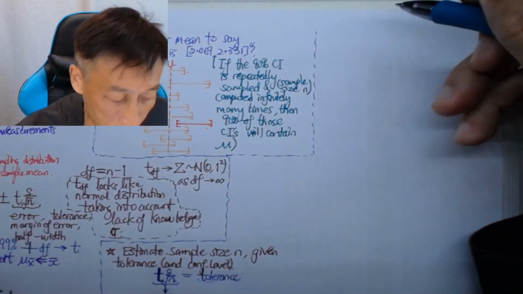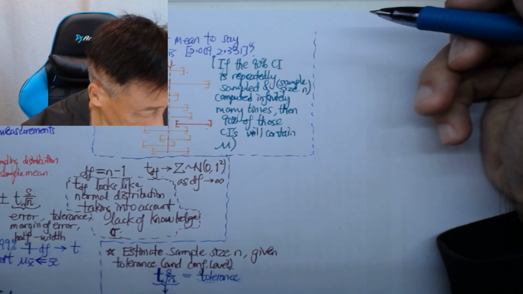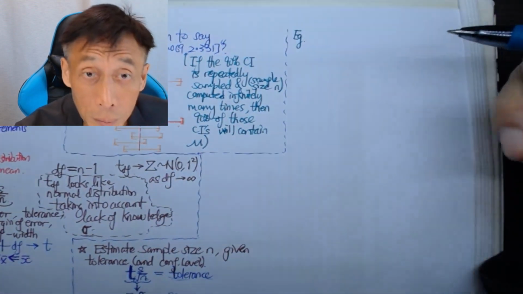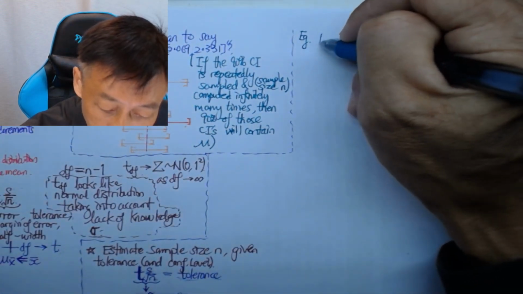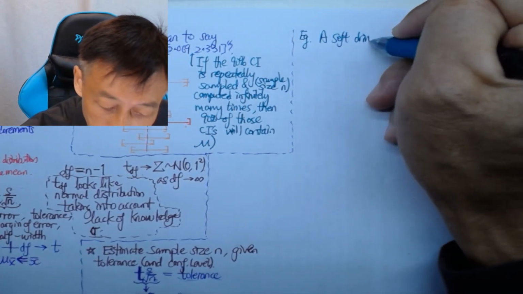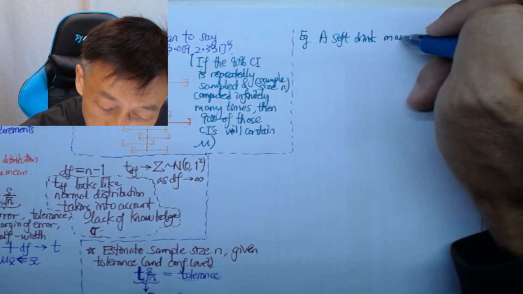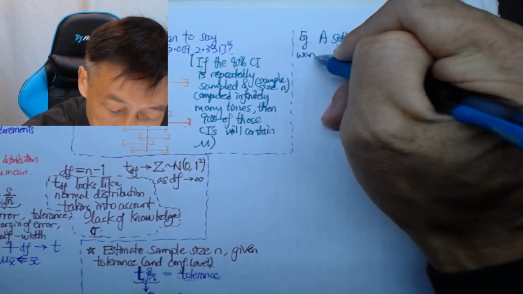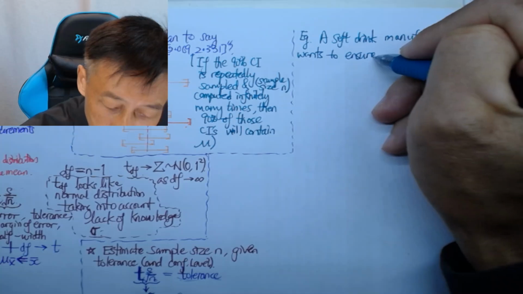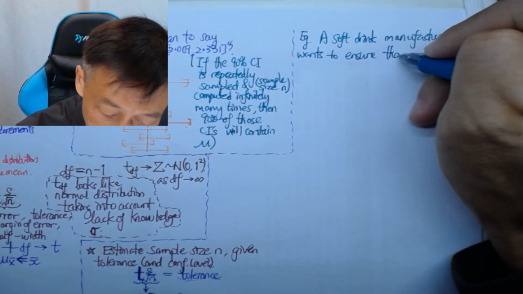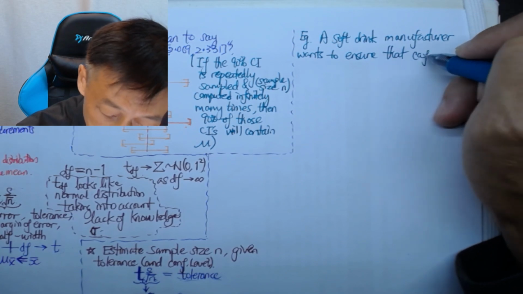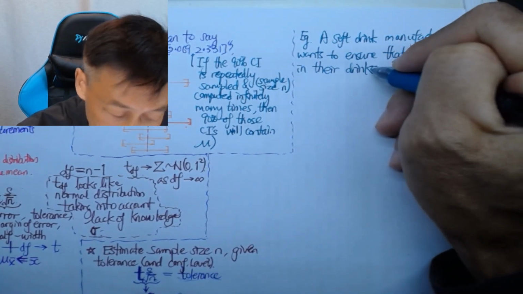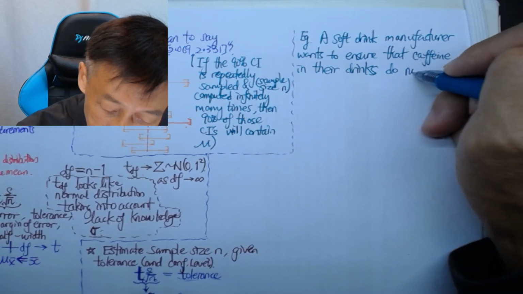Okay, so here we have an example. A soft drink manufacturer wants to ensure that the caffeine in their drinks does not exceed certain limits.